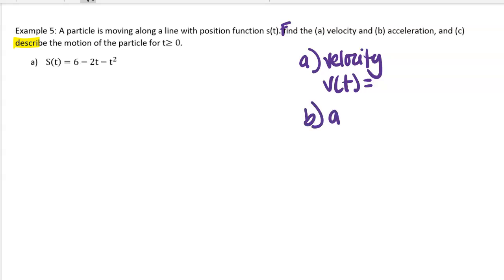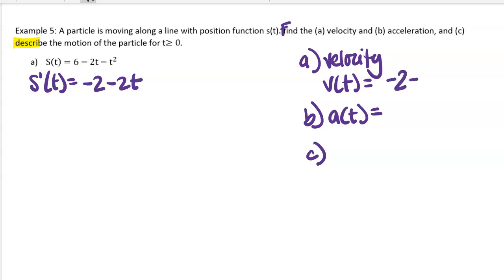Part B, we want acceleration, so a of t equals. And then this is where we will be describing. So the velocity is the first derivative of position, students. So that's going to be -2 minus 2t. We got the answer, -2 minus 2t. Then acceleration, guys, is going to be the derivative of velocity, which is the second derivative of position. So that's just going to end up with a -2.